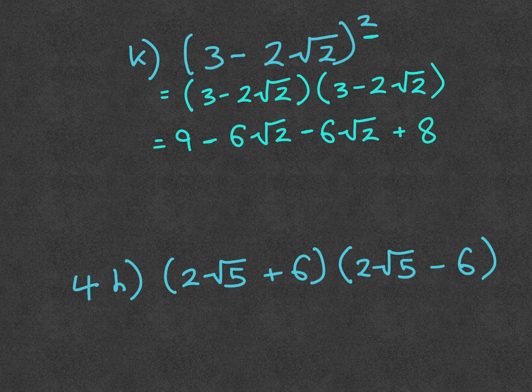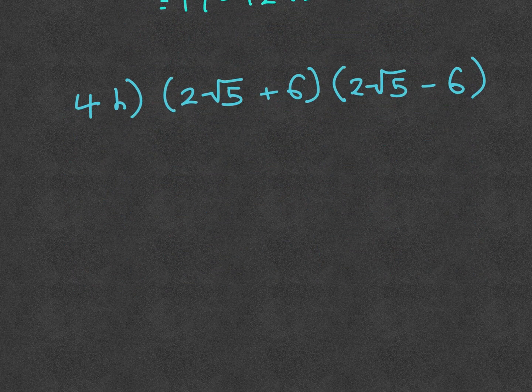Okay, so again, we simplify all these things down. 9 plus 8 is going to give us 17. Negative 6 root 2, negative another 6 root 2 is going to give us negative 12 root 2 as the solution there.